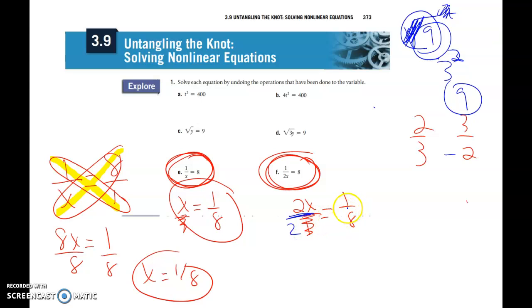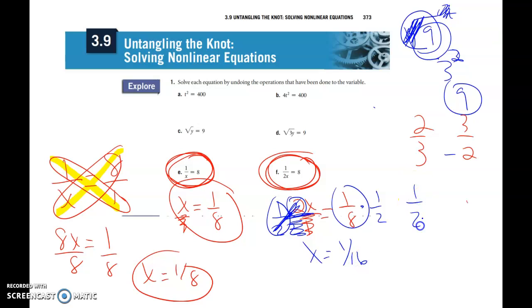Now, if that doesn't make sense to you, especially with this fraction over here, it might be easier, instead of multiplying by 2, to use a fraction like a half, since dividing by 2 and multiplying by a half are the same thing. Or the reciprocal of 2 is a half. Those are going to cancel. And I get 1/16.